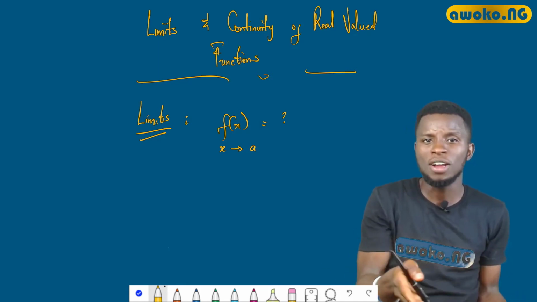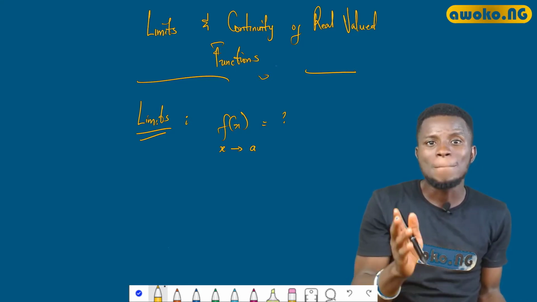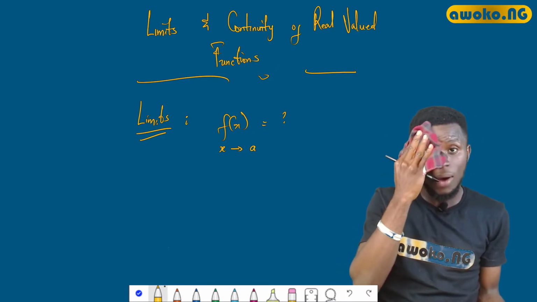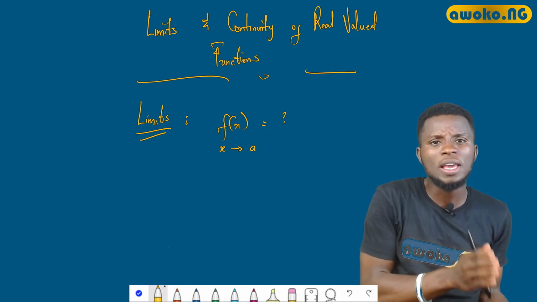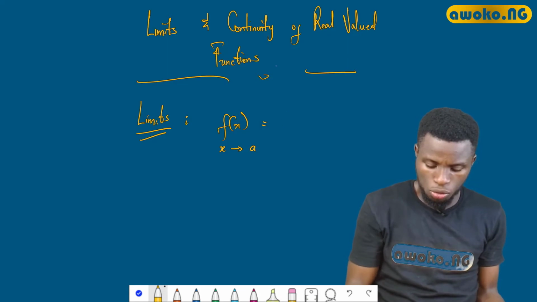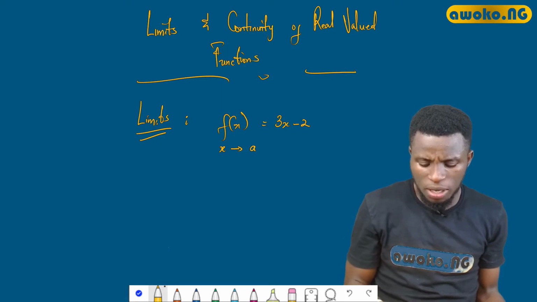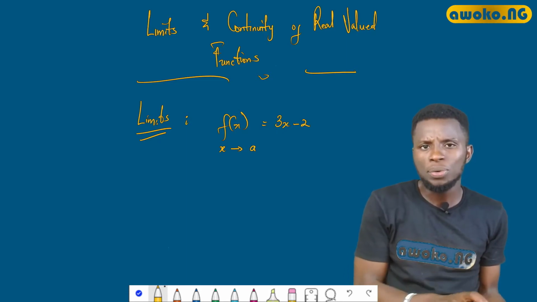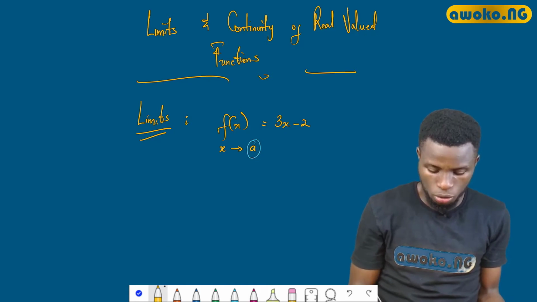Now, back to what we have for today's class. Let us consider an example to illustrate mathematically what limits is all about. For instance, if our intention is to study the behavior of a particular function, let's say f of x is equal to 3x minus 2. Now I want to observe the behavior of this function 3x minus 2 as it approaches a particular value. So in this case, a is equal to 2.